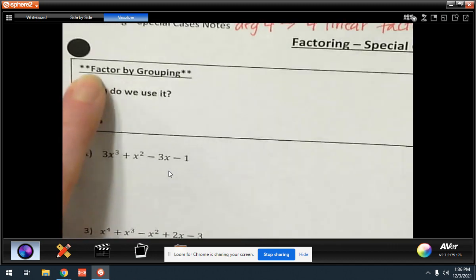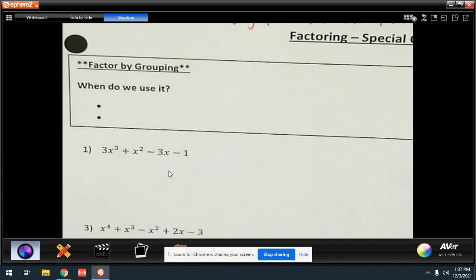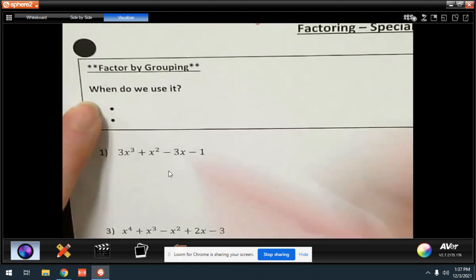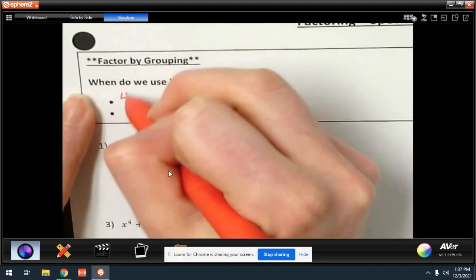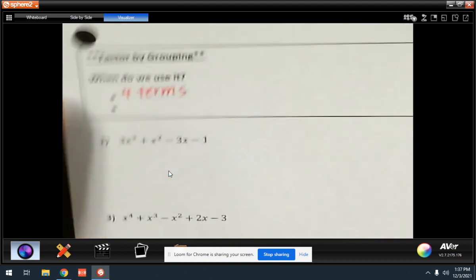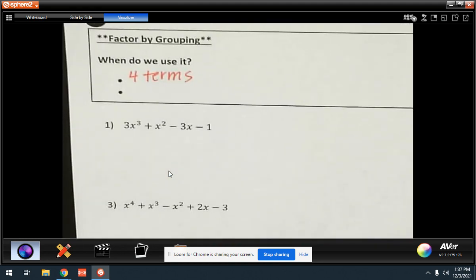And so half the battle with factoring is recognizing which of the special cases it is. And so a factor by grouping case would mean there are 4 terms. Anytime you have 4 terms, you're going to try to factor by grouping.